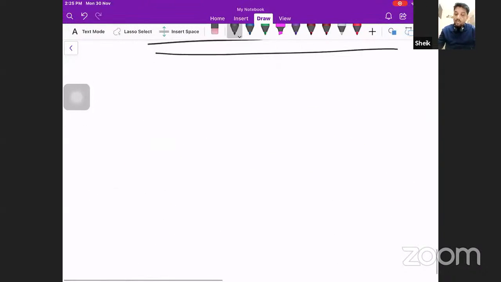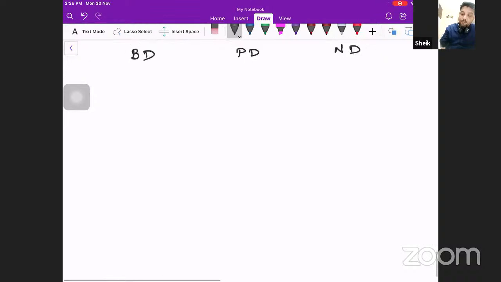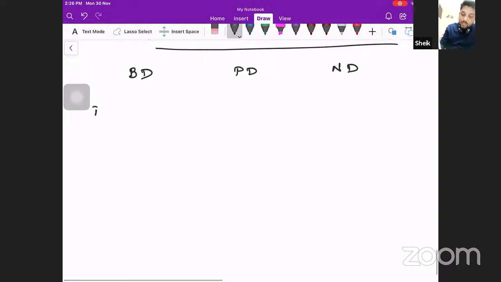Now, let us look at a small set of differences. Look at this: binomial distribution, Poisson distribution, normal distribution. First, a kind of synopsis. What is binomial distribution? Binomial distribution is described by a PMF, the probability mass function.